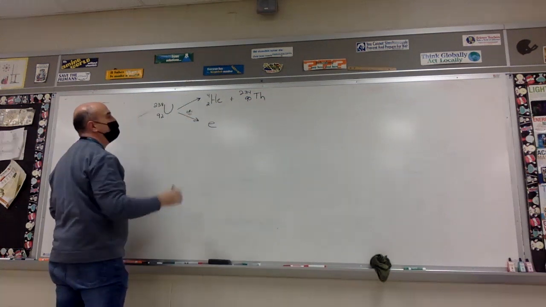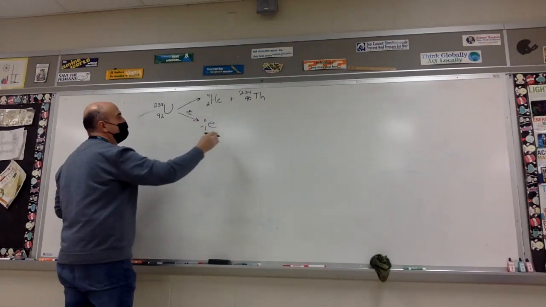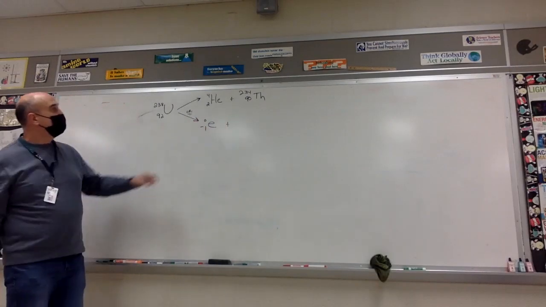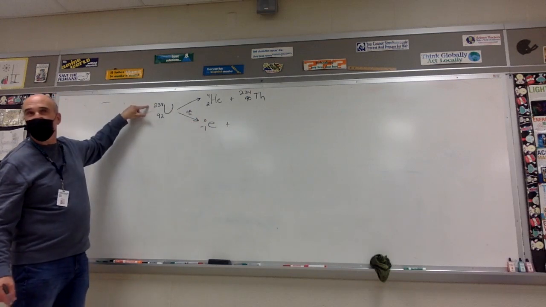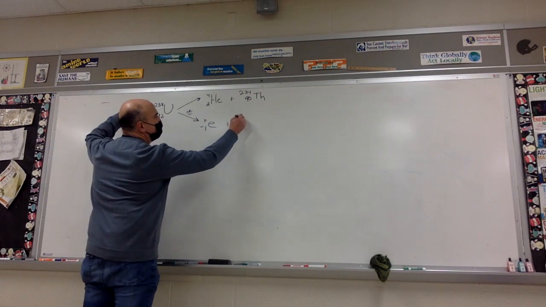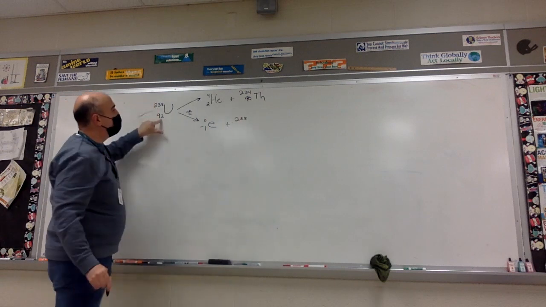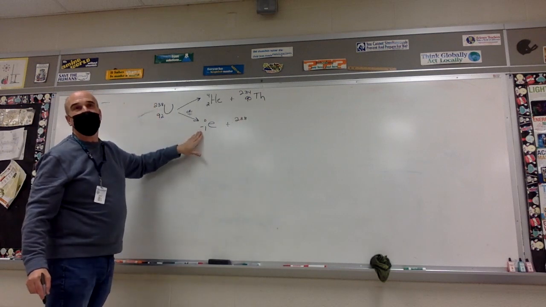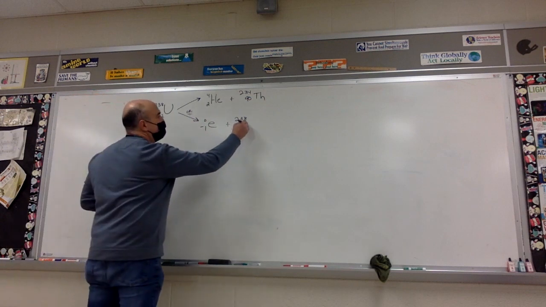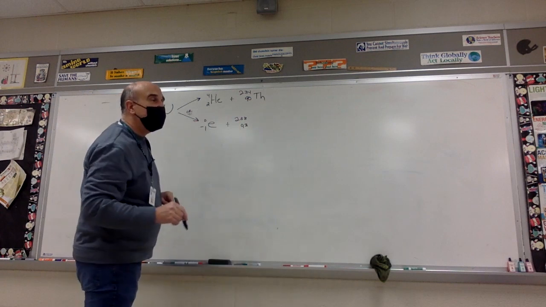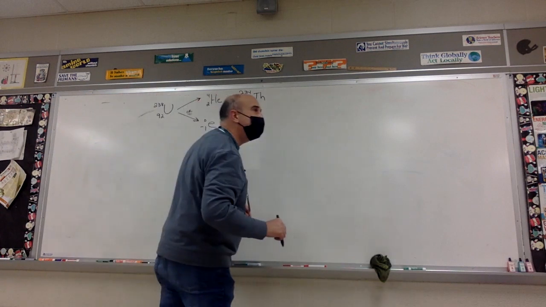Or is it going to be beta decay? Well, 0 plus 238 gives me 238, right? So my mass number is not going to change. And my atomic number has to go up by 1, right? Because 93 minus 1 gives me 92. So 93 is neptunium, I believe.